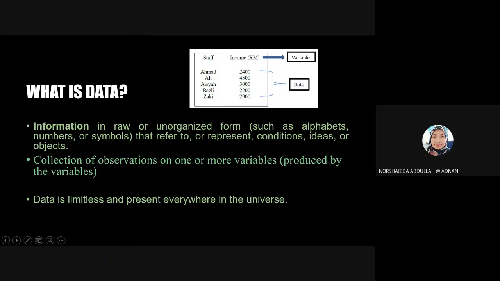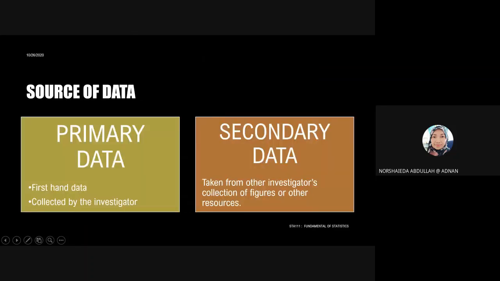Or we can go to maybe the human resource department's record. We also can know how much their income is. In that case, we go to another resource, so it becomes secondary data.